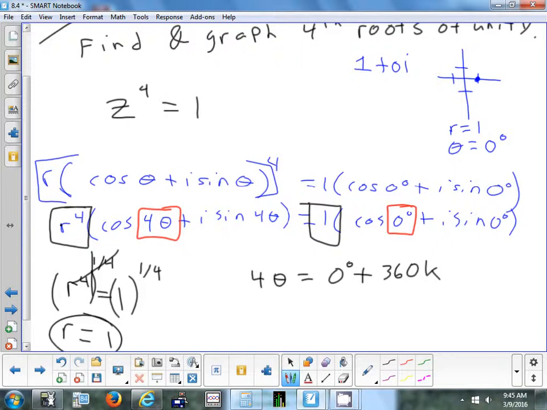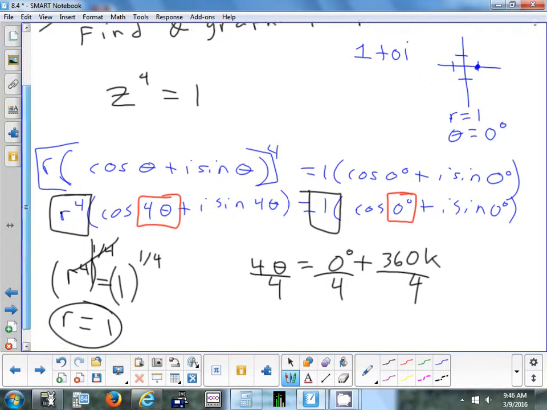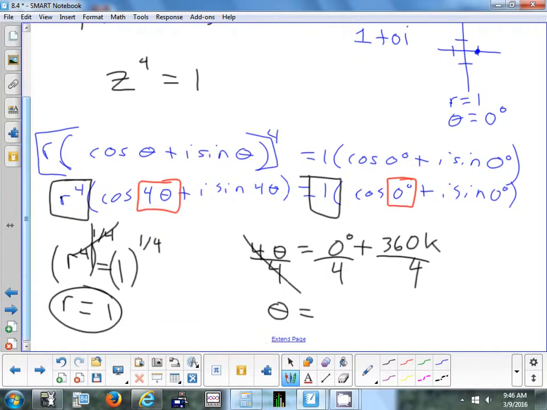Thank you. All right, and now how do I get theta by itself? How do I move this 4 over? Divide by 4 here, here, and here. So that's gone, and now I'm going to have a formula for what the angles are. 0 divided by 4 is just 0. So theta equals 90k. And what are the 4 values we're going to let k be? 0, 1, 2, 3.